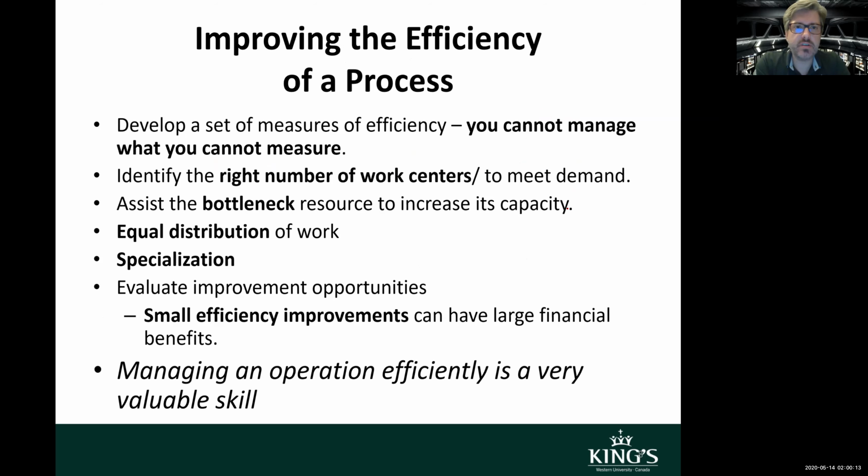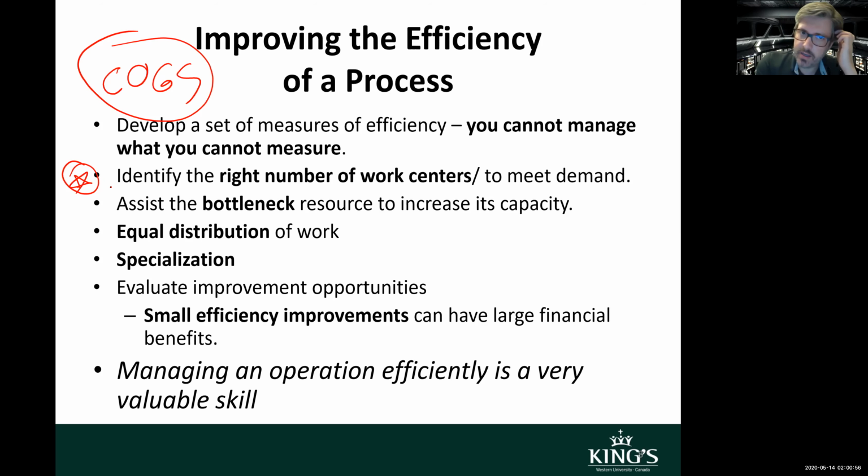So improving the efficiency of a process. How is it that we can, for lack of other word, improve our COGS, right? So we can develop measures of efficiency. What you cannot measure, you can't manage, like I said before. But there are more practical ways of looking into efficiency of a process. The very first one is, do you have the right number of steps in your process? Do you have the right number of resources or work centers to meet your demand? That is a key question.